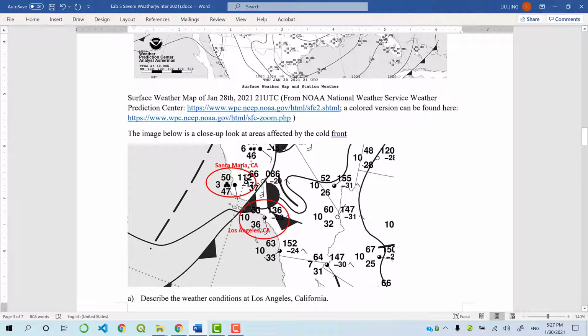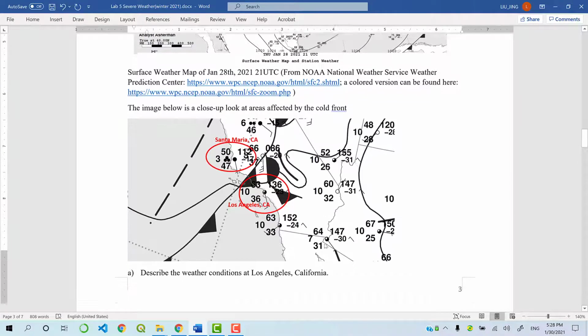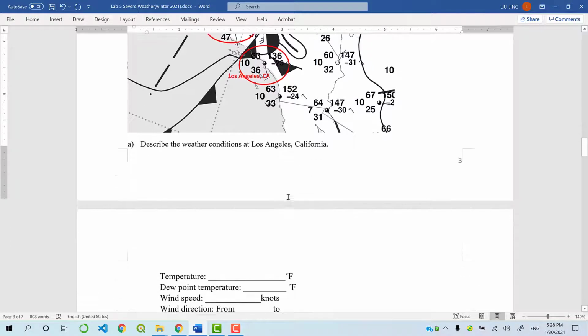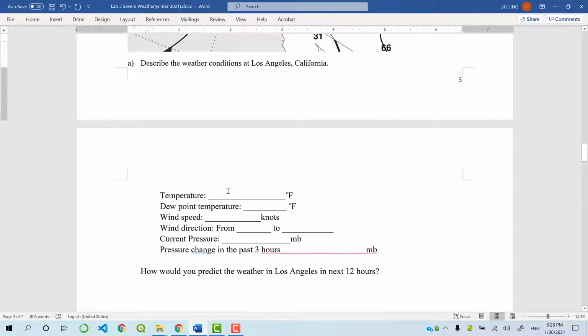I want you to examine two locations, two cities, Los Angeles and Santa Maria. Why? Because one is behind this cold front, one is in front of this front, because you can see the cold front moving in this direction, southeast direction.